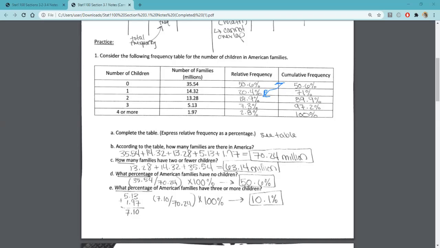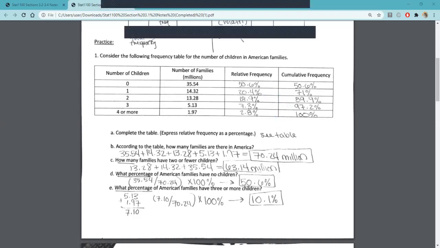And as we move down, notice now we're taking this 71, and we're going to add that 18.9. To keep going, we have 89.9 plus 7.3 to get that 97.2. And then 97.2 plus 2.8 to get that 100. So we're taking the frequency in that row plus all the frequencies before it.